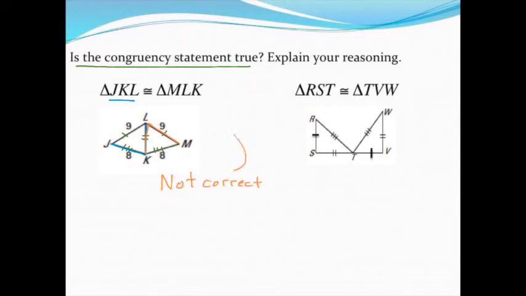And so what I might want to do for this one, just to clarify my answer, is say yes, the triangles are congruent because of side, side, side, but the statement is wrong. And so maybe I want to fix their statement. Rather than MLK, I'm going to match that up to MKL. And so the triangles are congruent, but the statement is wrong.